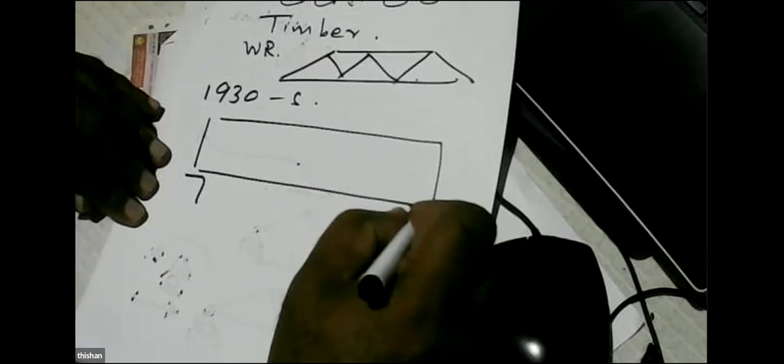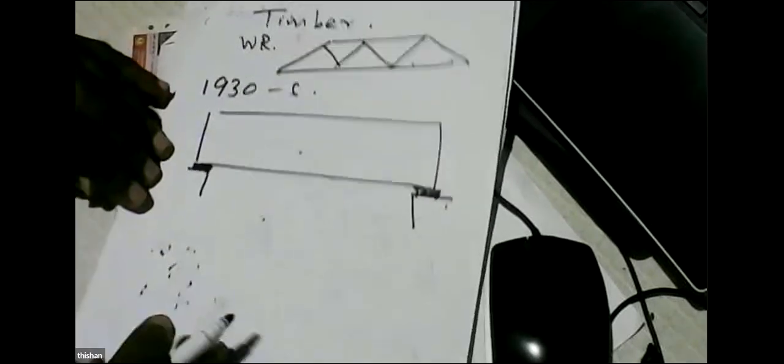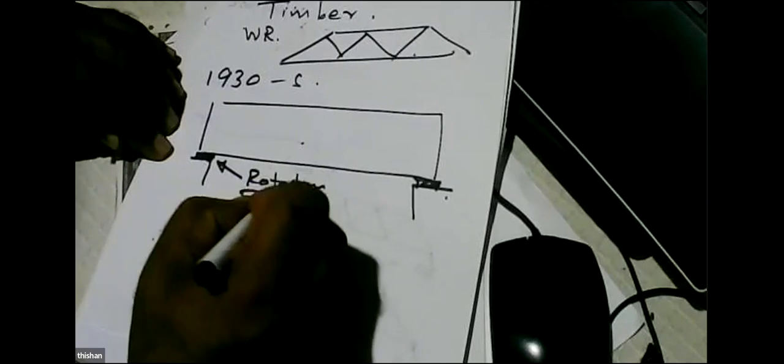Then people thought, okay, let's use wrought iron, and then they constructed bridges like that. And from the 1930s onwards, people thought, okay, let's have concrete for bridges. And you put it on a rubber pad, and the rubber pad can allow rotation and expansion. This rotation would be very small.